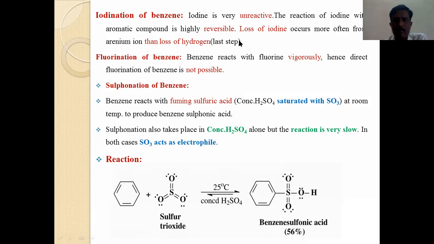If we use a strong oxidizing agent like nitric acid or iodic acid, you can perform the iodination of benzene. Not only an oxidizing agent, you can use a strong oxidizing agent here. Then iodination is possible on the benzene molecule.